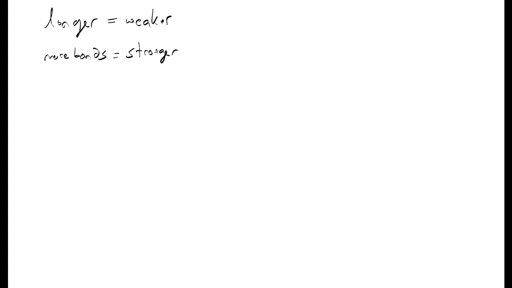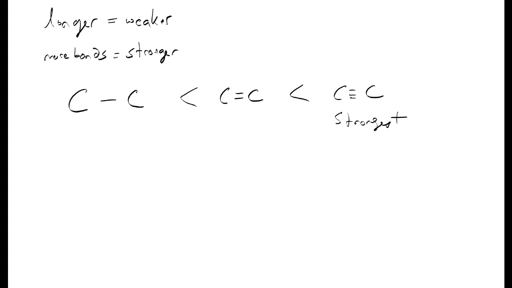This one hopefully should seem nice and clear. If you have more bonds, it's a stronger bond. Okay? So a carbon-carbon single bond is going to be weaker than a carbon-carbon double bond. It's going to be weaker than a carbon-carbon triple bond. Okay? Once again, they're held more tightly, they're more closely bound, and because this is the strongest, it's also going to be the shortest. Okay? They're going to be held much more closely together.